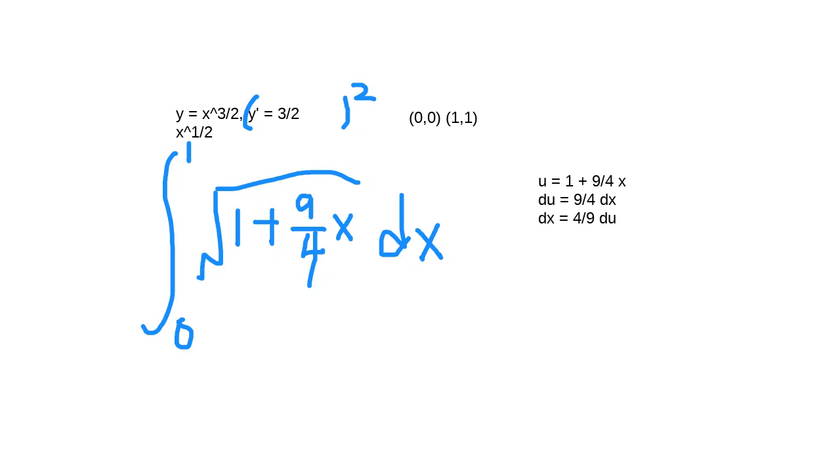So we substitute. Well, what's the u of 0? Let's also change our limits. u of 0 equals 1, right? What's the u of 1? u of 1 equals 1 plus 9/4, which is 13/4, right? That's it. So let's change our limits. The lower limit is 1. The upper limit is 13/4.